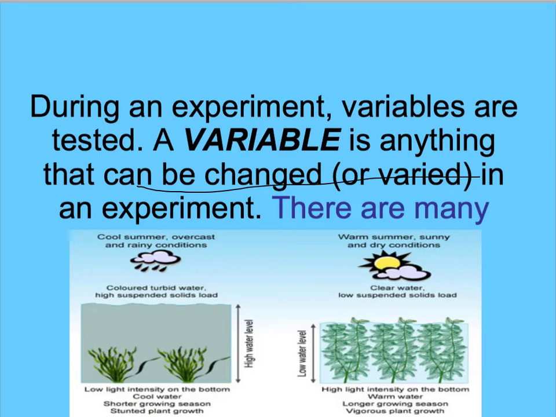If we look at the picture here, we've got weather conditions, that's a variable. We've got type of water on these plants, that's a variable. The amount of water is a variable. We've got the amount of light, so we've got low light intensity or high light intensity. What else here? We've got the growing season, the temperature of the water, and also the amount of plant growth. So these are all variables.